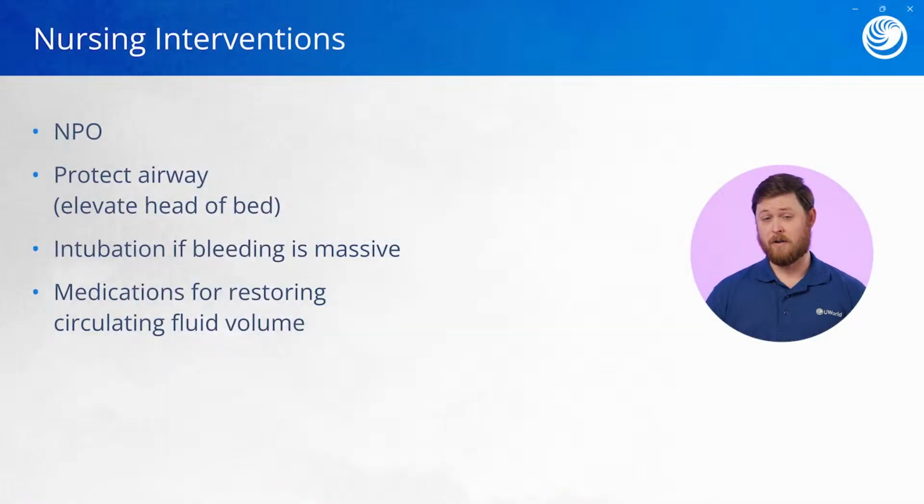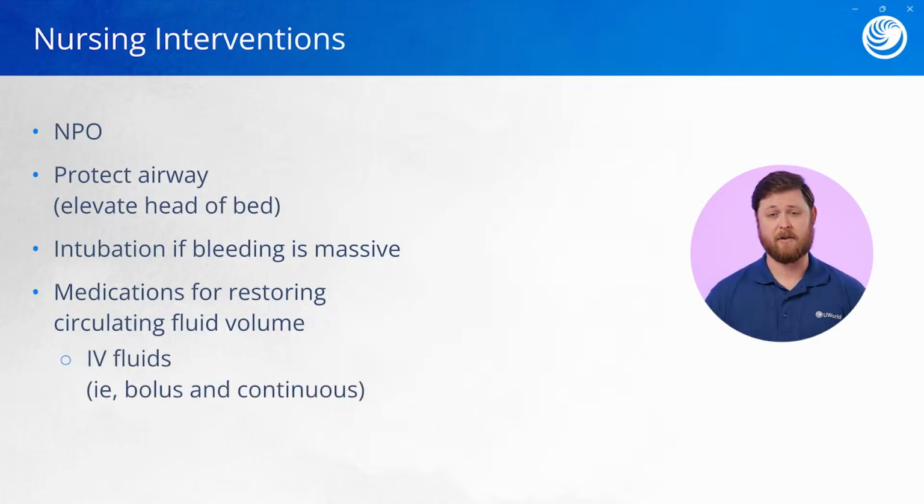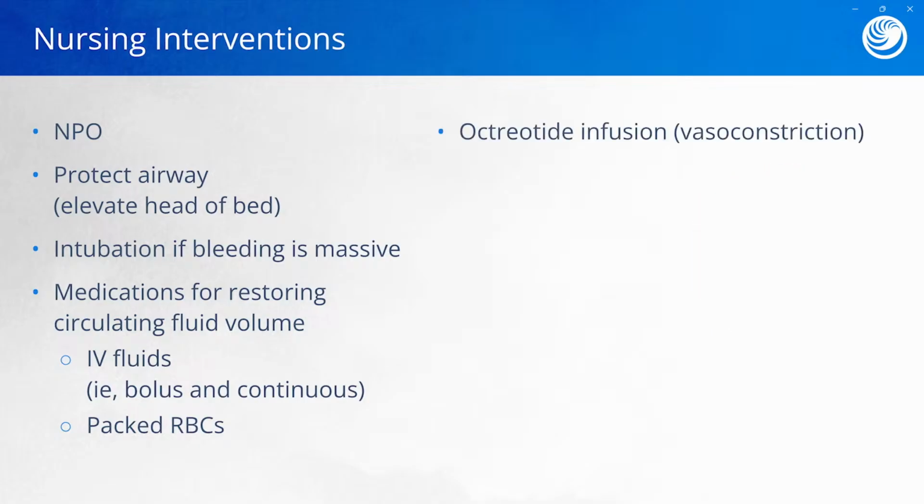Most oftentimes, the nurse is going to need to make sure the client has 2 large bore IV catheters in order to instill IV fluid boluses as well as packed red blood cells to maintain that blood pressure and improve perfusion. The nurse may anticipate an octreotide infusion. Octreotide is a medication that can vasoconstrict some of the blood vessels that surround the esophagus itself, which is going to help control that bleeding.